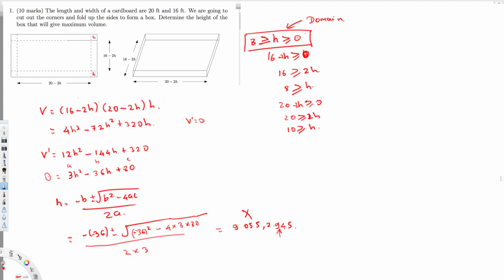So let's apply these endpoints in this equation and see what we get. If I apply the endpoint 0, I get 4 times 0 cubed minus 72 times 0 squared plus 320 times 0, which gives me 0. That is one of my values. Let's find the other value: 4 times 8 cubed minus 72 times 8 squared plus 320 times 8. If you calculate this one, this also comes out to be 0. So these two are going to be absolute minimums, because these are the lowest values, right?